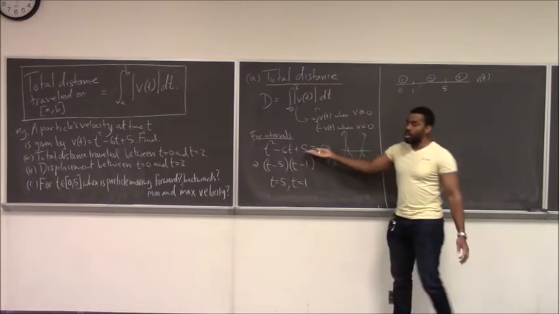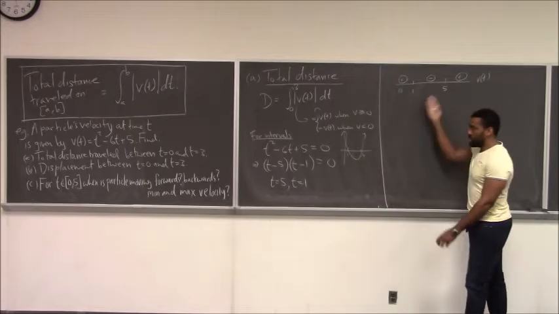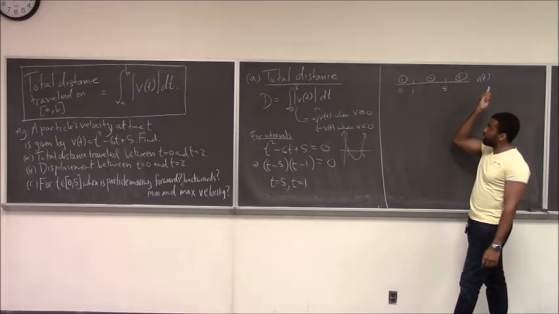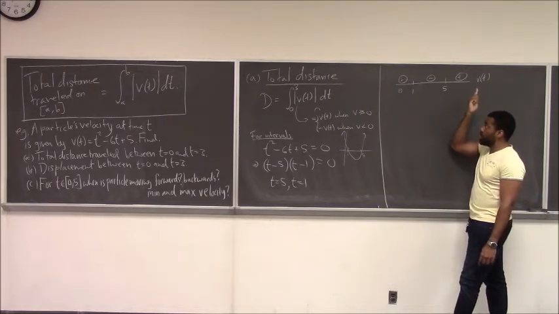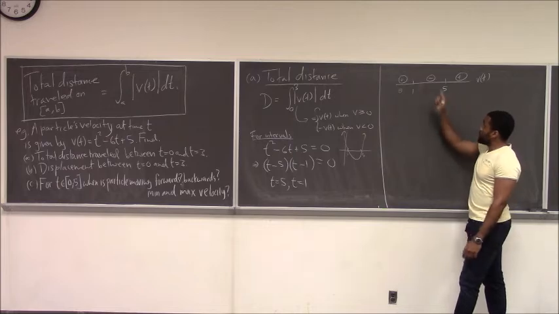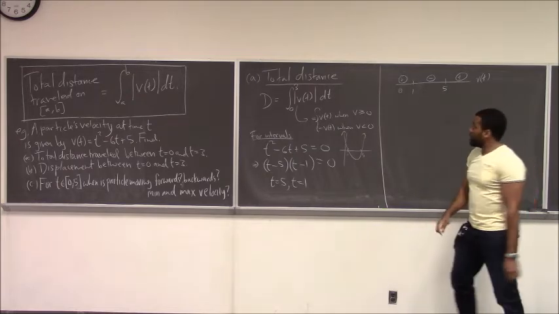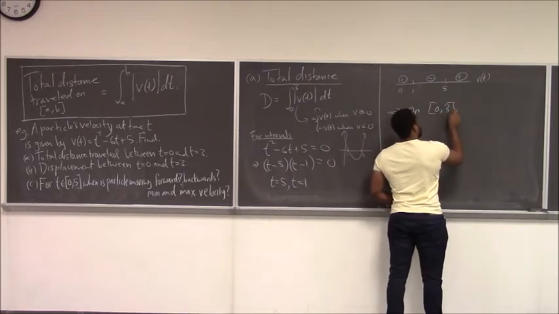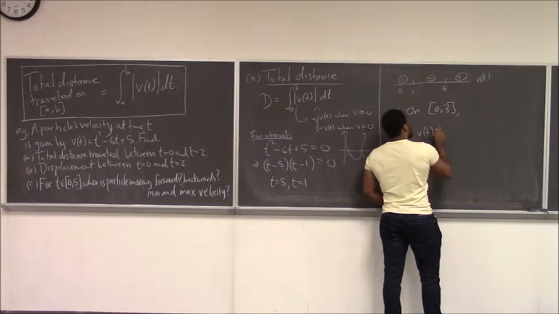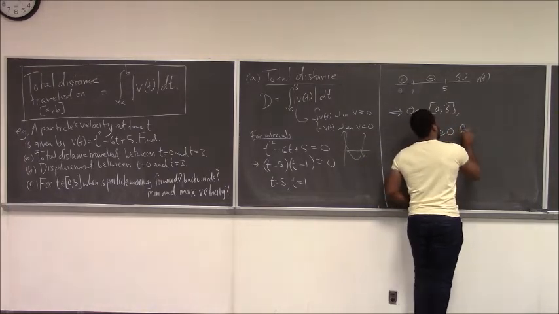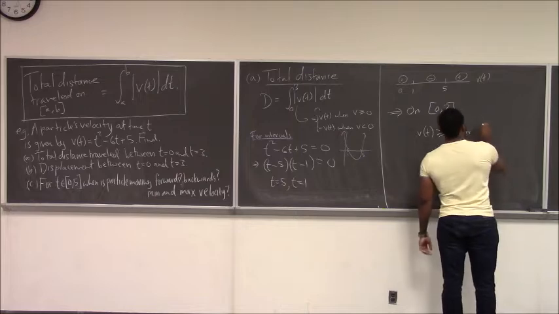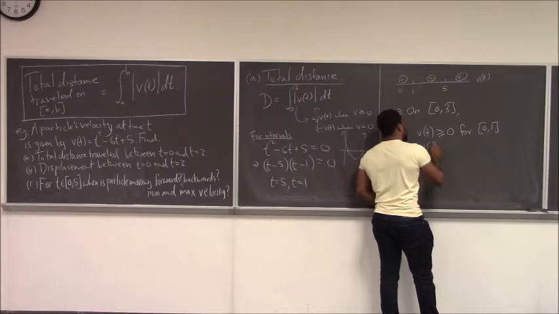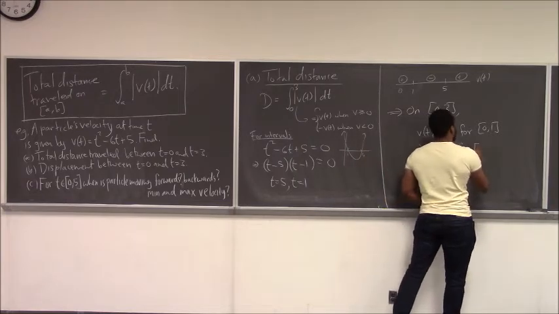But if it were an unfamiliar function, which would happen all the time, this is how you test. Figure out where it's 0, test the intervals by plugging in random numbers in each interval. So here I realize that v is positive here, and here and here it's negative, which tells me on the interval 0 to 3, our v is greater than 0 for 0 to 1, and our v is less than 0 for 1 to 3.